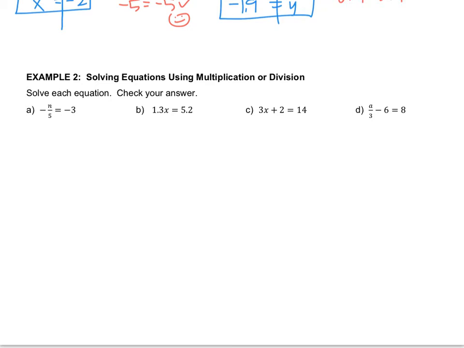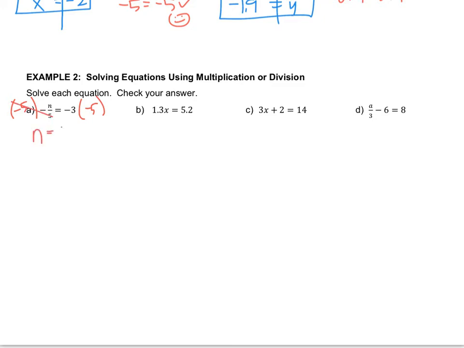So the process is still the same. I'm going to multiply in letter A because I have division, and the inverse of division is multiplication. Now I'm actually going to multiply by -5 since I have this negative sign out here. So you don't just want to multiply by 5 because that won't cancel the negative sign. So I have to multiply both sides by -5. And I'm going to use parentheses instead of the x because the x just looks like another variable.